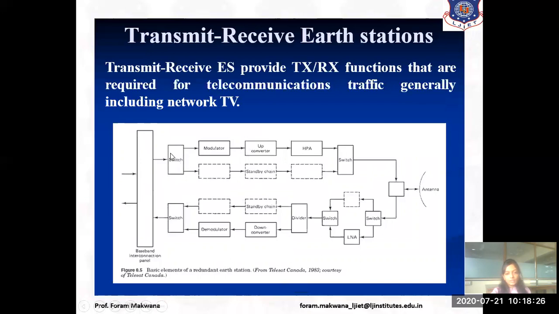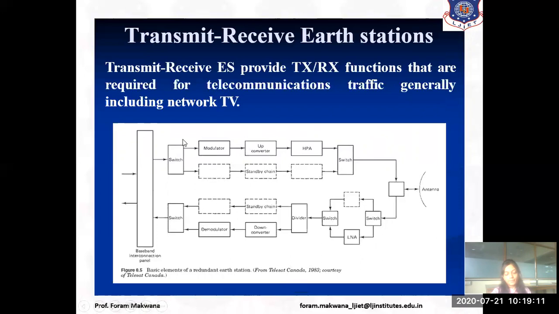This is the switch. And over here you are able to see that the same blocks are present, but these are the dark ones, these are the dotted ones. So if there is a failure in any of the blocks, then with the help of this switch we are able to switch our signal to the redundant blocks, for the transmitting portion as well as for the receiving portion. The above portion is the transmitter, below is the receiver. So these are the different basic elements of a redundant earth station.